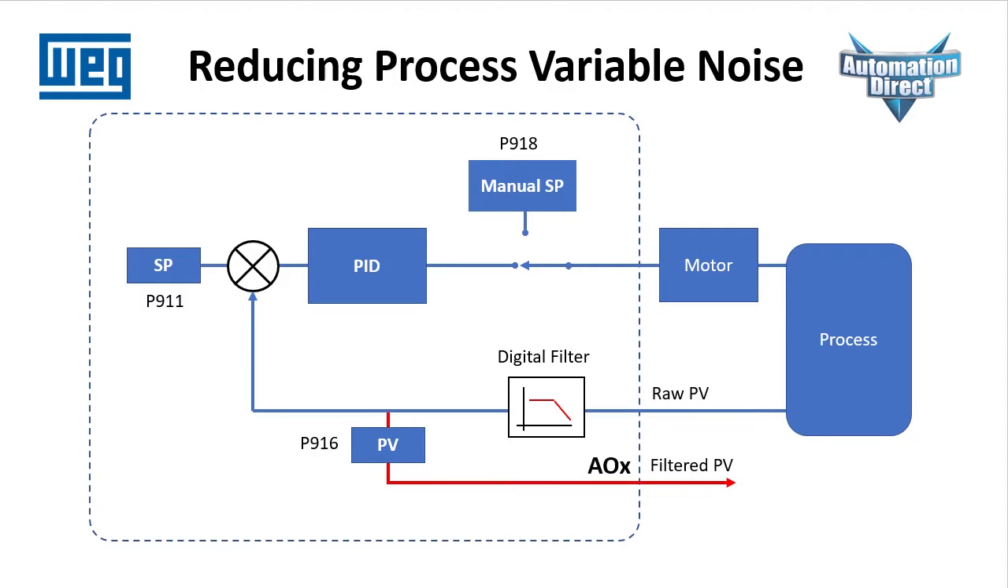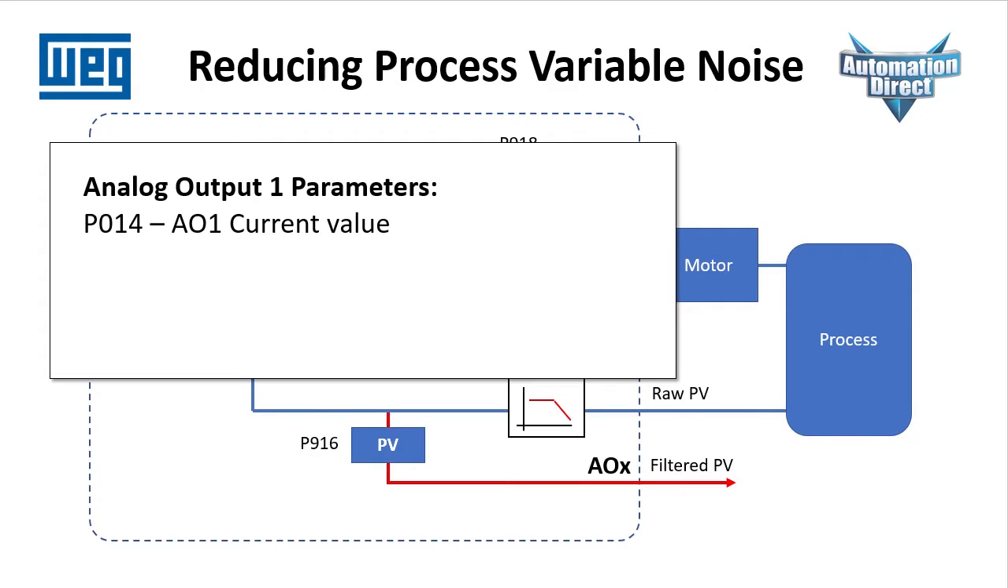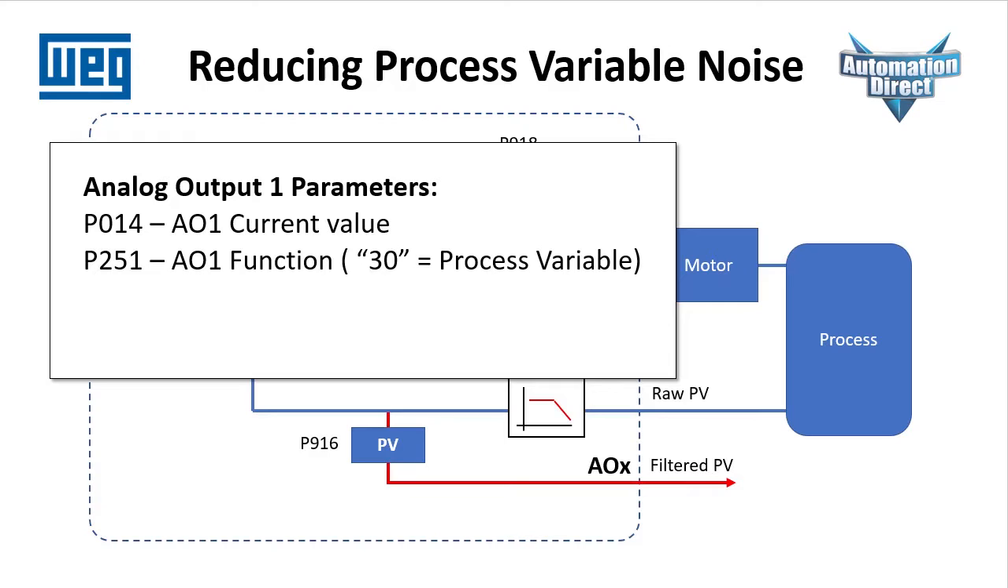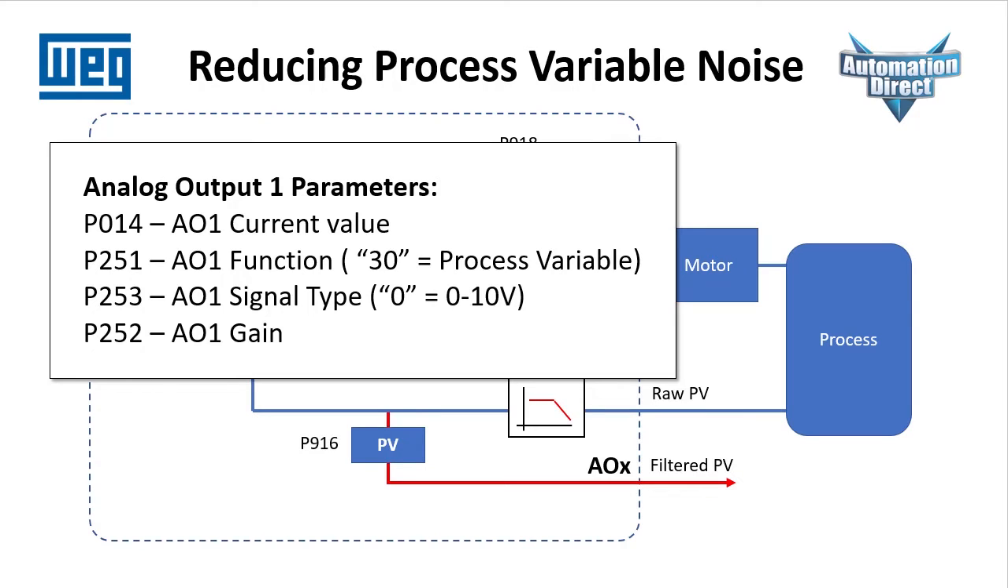One of the cool things about the WEG drives is you can send a copy of the process variable to an analog output. Let's do that so we can see the actual filtered process variable that PID uses. You need to tell the analog output what it's doing and what kind of signal you want it to output. You can also modify the output signal with these if you want to.